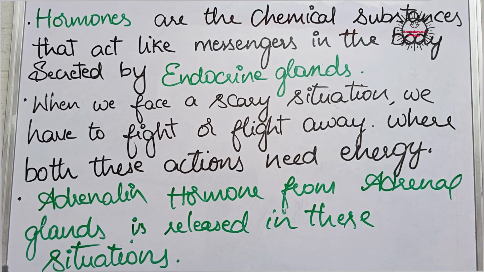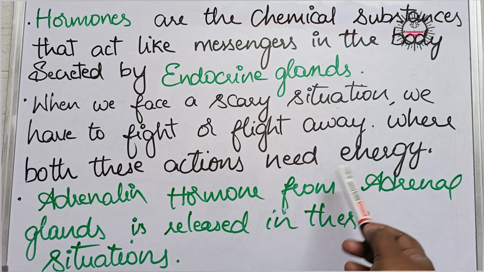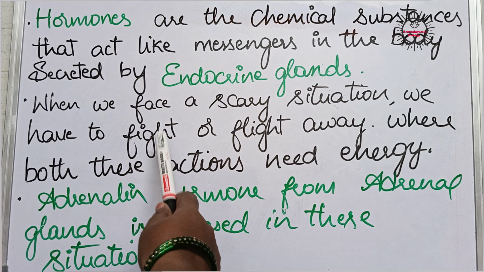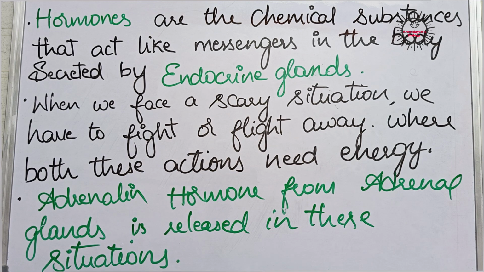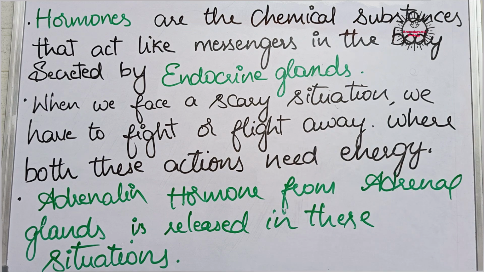Here one situation was given. When we face any scary situation, we human beings or any other animal, here one example was given, a squirrel. If a squirrel faces a scary situation, what will it do? It will have two options. Either it has to fight that scary situation, or it has to flight away from that scary situation. Fight against means it has to show its courage to face that scary situation. Flight away means run away. That means it will show cowardice. It will run away from that situation in order to escape danger.